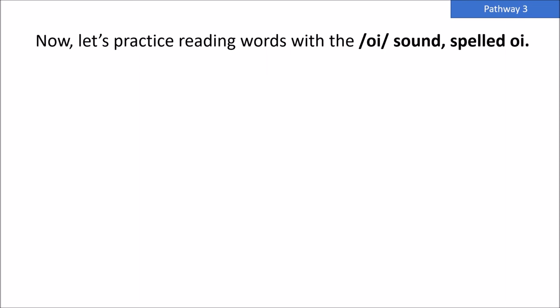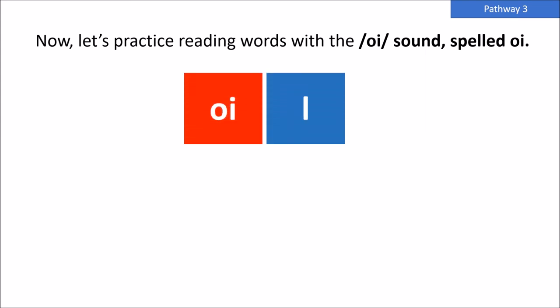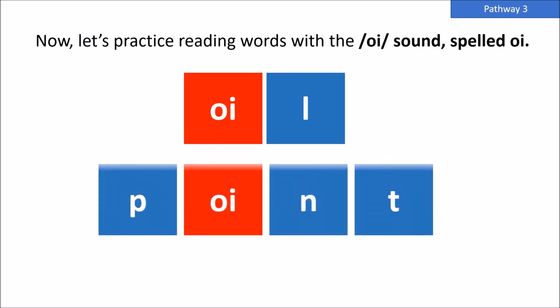Now, let's practice reading words with the oi sound spelled O-I. Try reading this first word. If you said oil, you are correct. Try reading this next word. If you said point, you are correct.